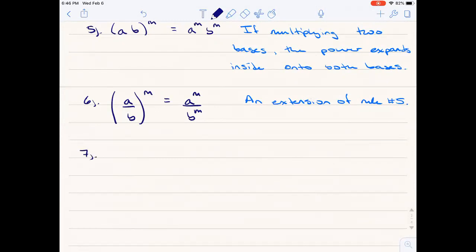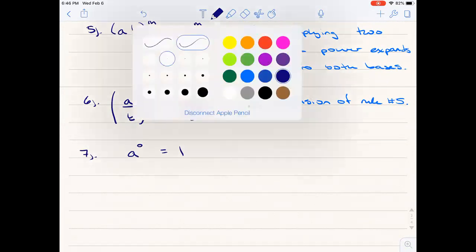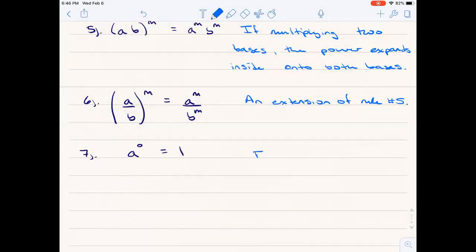Rule number 7, we've already talked about. A to the power of 0 is 1, right? We've already established that a few classes ago. So I'll just say that that's a fact. We don't have to explain it.